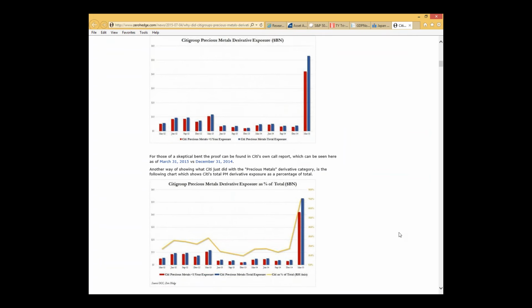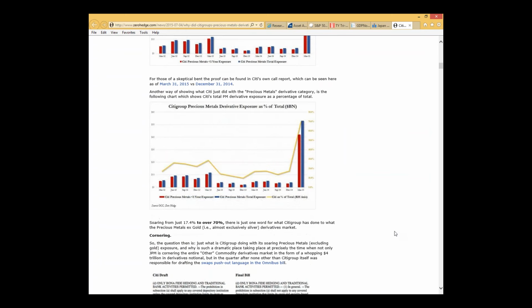Now, these reports don't say if they're on the buy or the sell side, or exactly how much of it is gold or silver. So we don't really have the details, but we know both of those large banks increased their exposure to precious metals derivatives quite a bit in the first quarter.